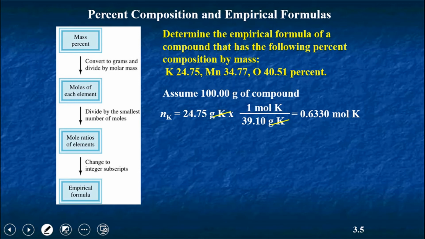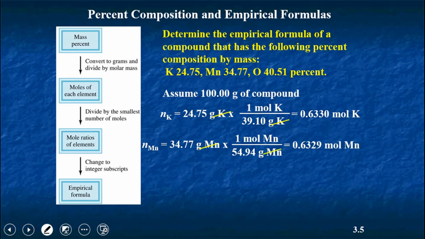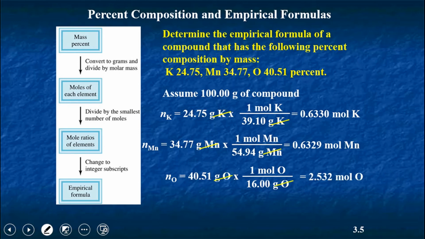Cool. Okay, let's go ahead and show this. So manganese, molar mass 54.94. So the grams cancel out, and we end up with 0.6329 moles of manganese. Moles of oxygen, again, remember, we're looking for atoms of oxygen in this compound, so we're using the monatomic molar mass, 16.00. Grams cancel out, and we get 2.532 moles of O.